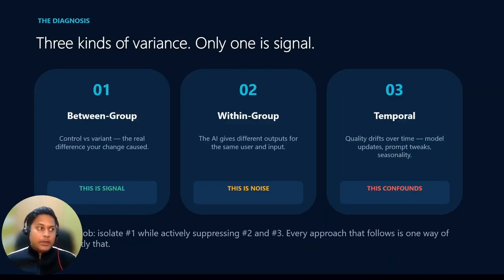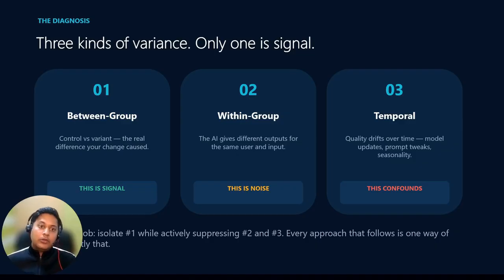Yeah, coming to the three kinds of variance. So this is the diagnosis. There are three types of variance in an AI experiment, and being able to name them is genuinely most of the battle. Number one, between group variance. This is control versus variant. The actual difference your change caused, this is the signal, and this is the only thing you are trying to measure. In a traditional test, it's basically the only variance you will have to think about.